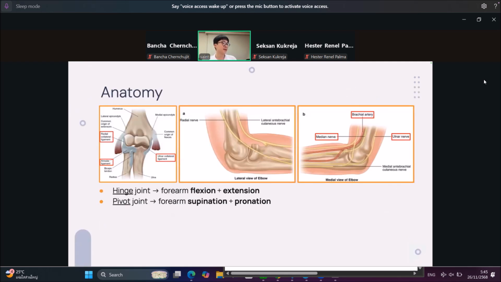So the elbow joint is both a hinge joint, which allows forearm flexion and extension, as well as a pivot joint, which allows forearm supination and pronation. And the structures that could be injured concomitantly with elbow dislocation include the brachial artery, median nerve, ulnar nerve, as well as the radial and ulnar collateral ligaments and annular ligament, which form the lateral collateral ligament complex.